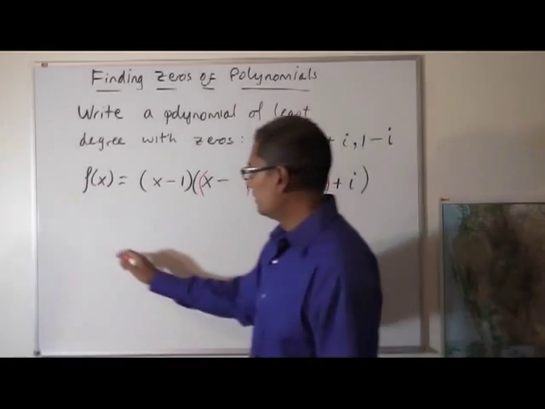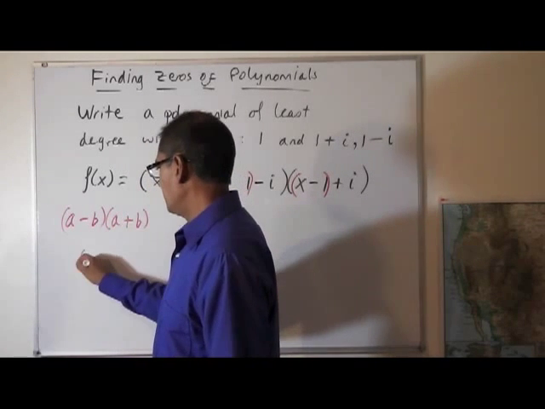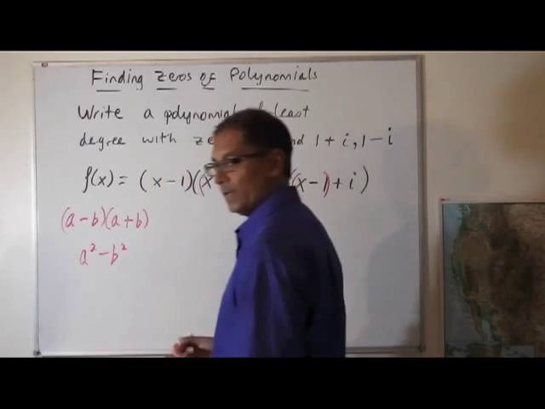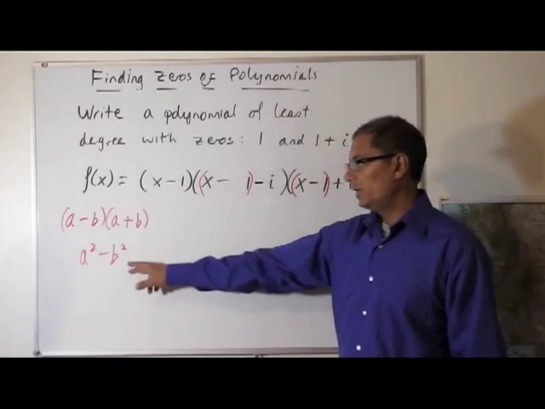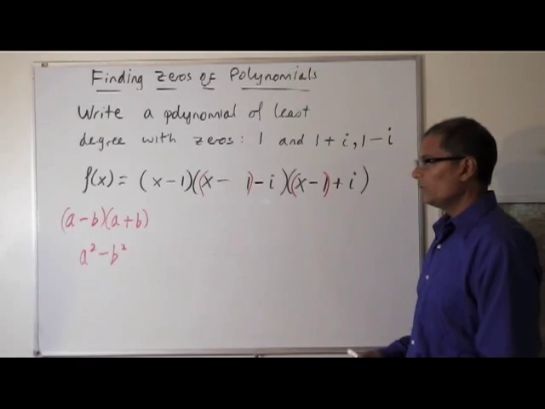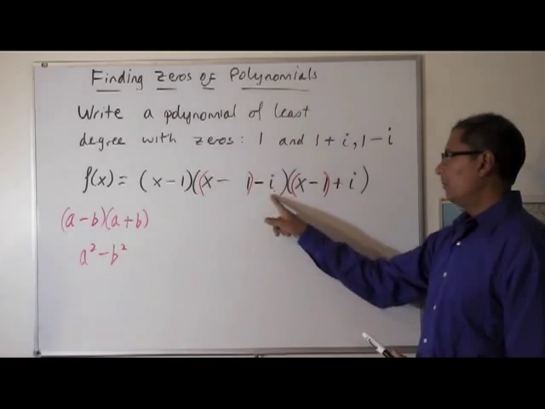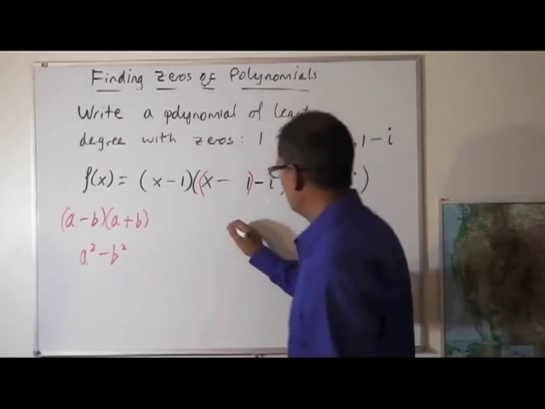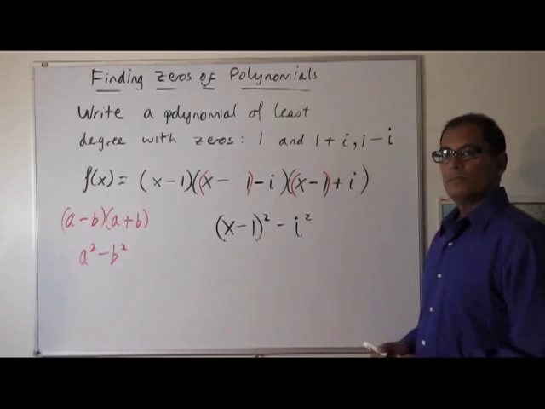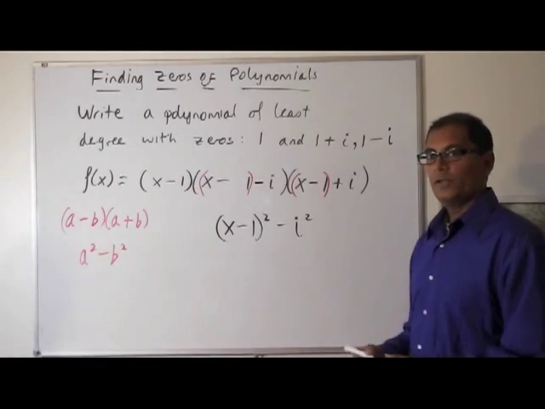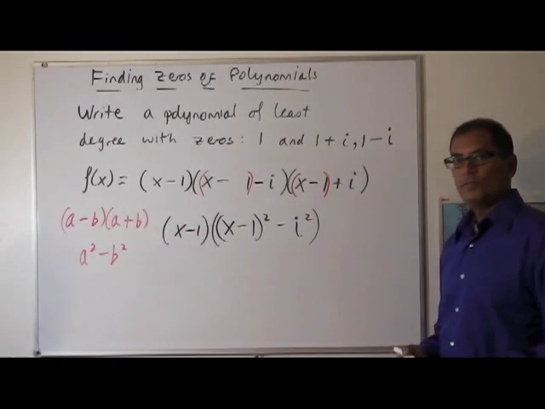And you may remember that a minus b times a plus b gives you a squared minus b squared. So similarly we could do that here. We can see that we have x minus 1 squared minus i squared. And then we can bring down the x minus 1. And so we have this product.